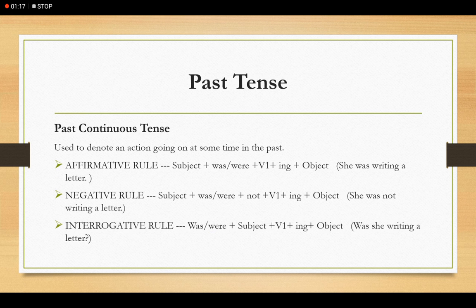Past continuous. These are used to denote an action going on at some time in the past. She was writing a letter. Usually for past continuous tense, we put another reference of time to know exactly that this is being referred to the past. Like, she was writing a letter when I visited her yesterday.